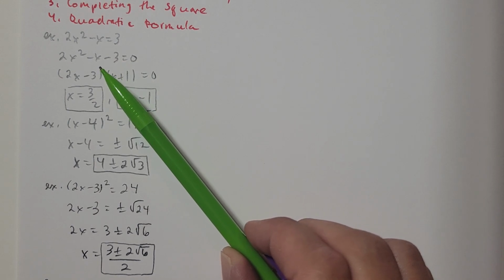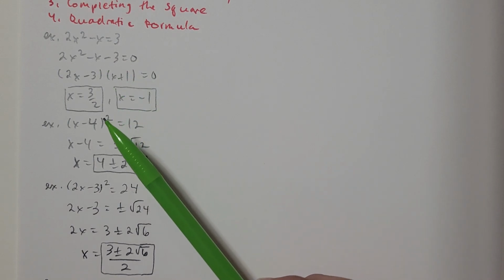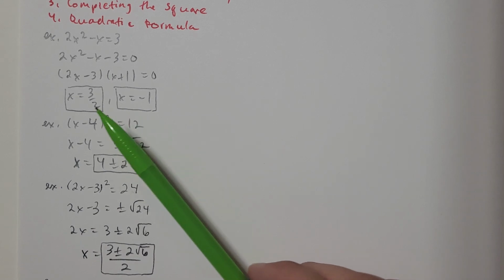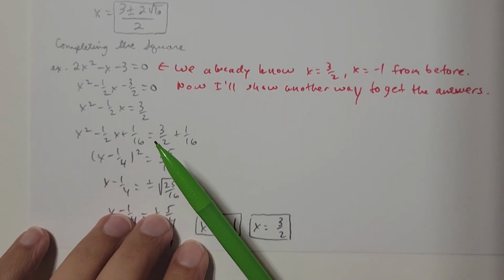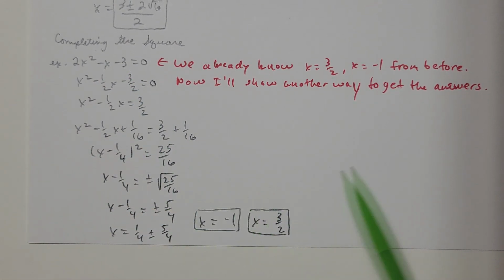We got 2x squared minus x minus 3 equals 0. And we already know the answers, right? It's x equals 3 halves and x equals negative 1. Okay, let me show you how to get those same answers, but this time by using the completing the square method.